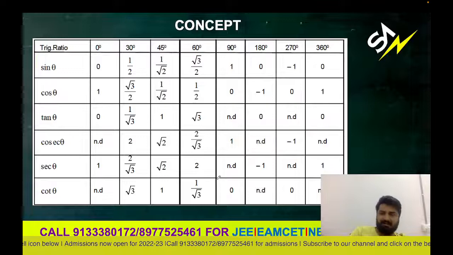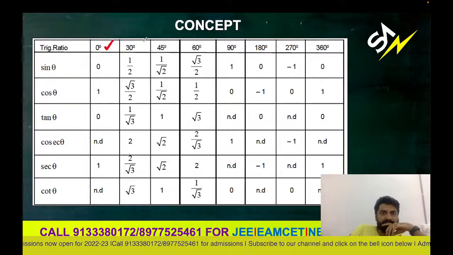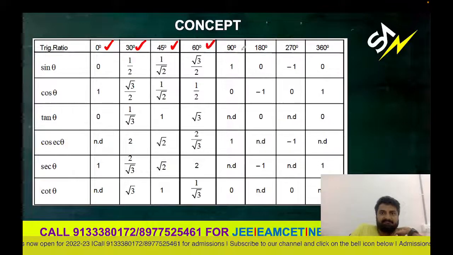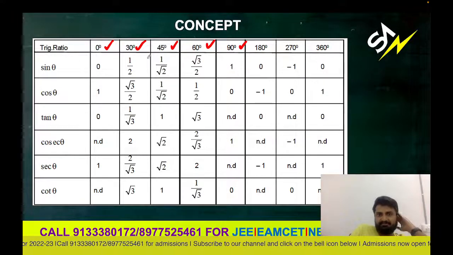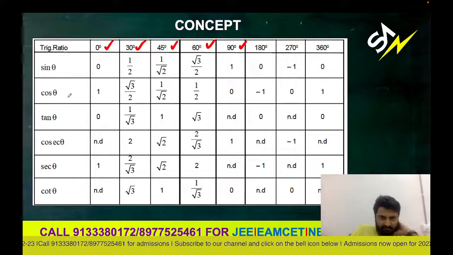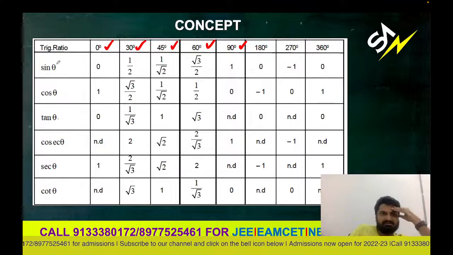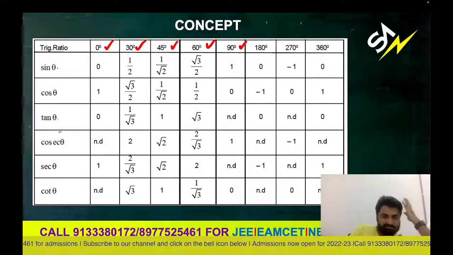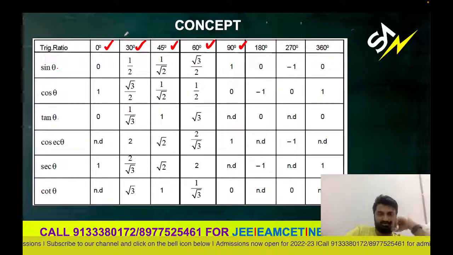Now, as we have learned in the previous session as well, we first have to know the basic values of angles, which are 0, 30, 45, 60, 90. So sine 0 is 0, sine 30 is half, sine 45 is 1 by root 2, sine 60 is root 3 by 2, cos 0 is 1, cos 30 is root 3 by 2, cos 45 is 1 by root 2, cos 60 is 1 by 2. Tan is sine by cos, cosecant is 1 by sine, secant is 1 by cos, cot is 1 by tan. So we know this table, and you are expected to know these values.